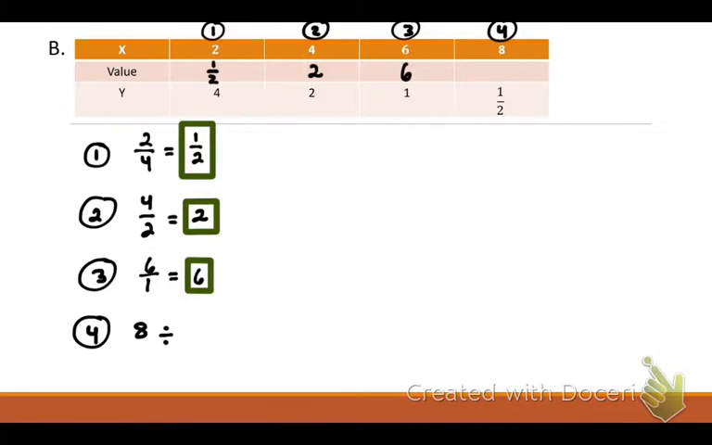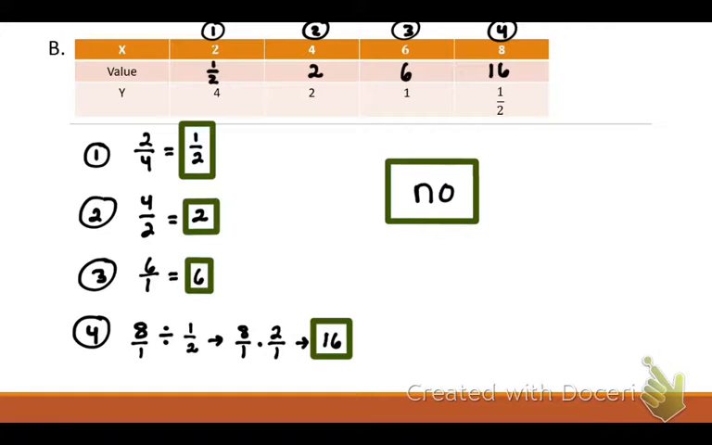8 divided by 1/2. If you want, you can put 8 over 1. What do I do? Flip the second one. And what's the answer? 16 over 1. Simplify that: 16. So the question comes back, class. Are these proportional? No, because the value of the ratio was different across the entire table, they are not proportional.